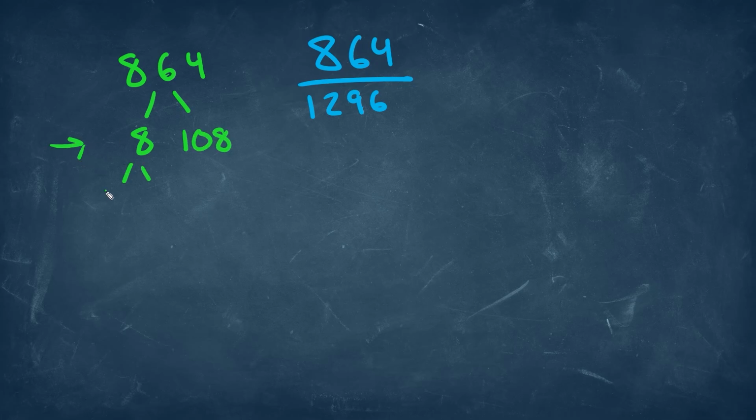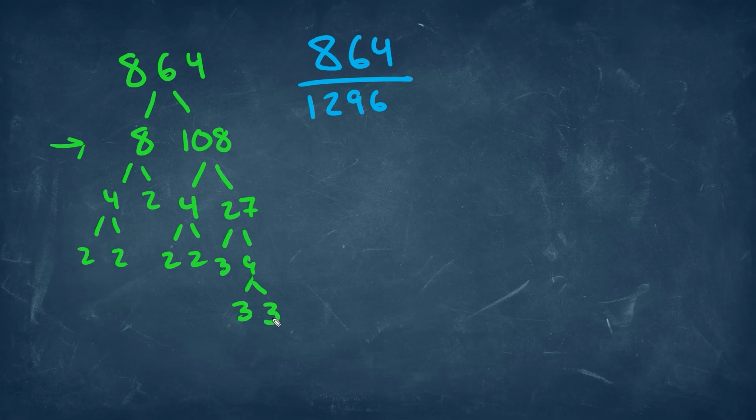We know that that's going to be 4 and 2, which then would give us 2 and 2 for that 4. For the 108, that's divisible by 4 and 27. So then we're going to have 2 and 2. We'll have 3 and 9, and then a 9 would be 3 and 3. Once we got down to all of our prime numbers, which in this case would be 2 and 3, we'd have our prime factorization, and so we can move on to the next number.